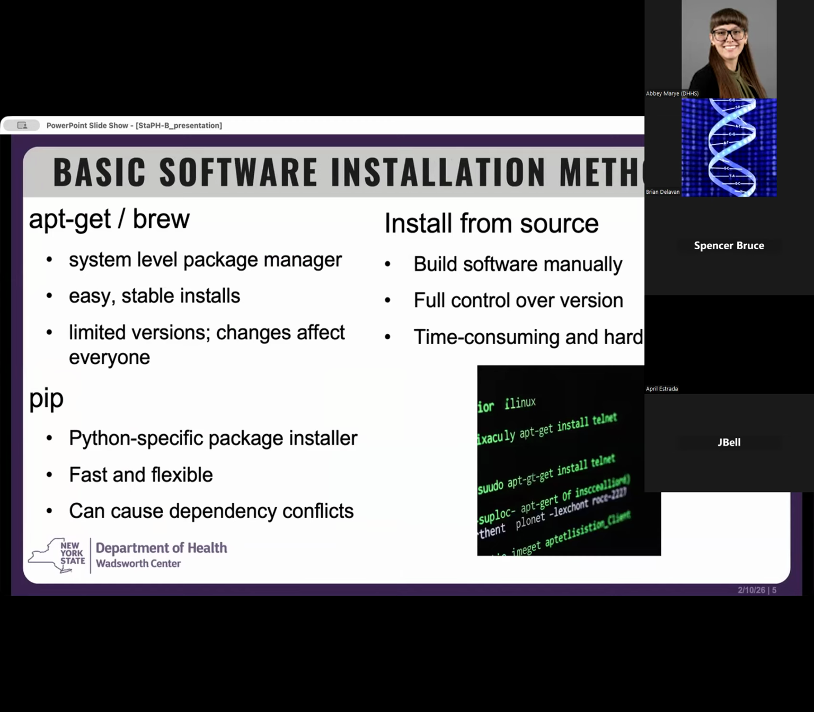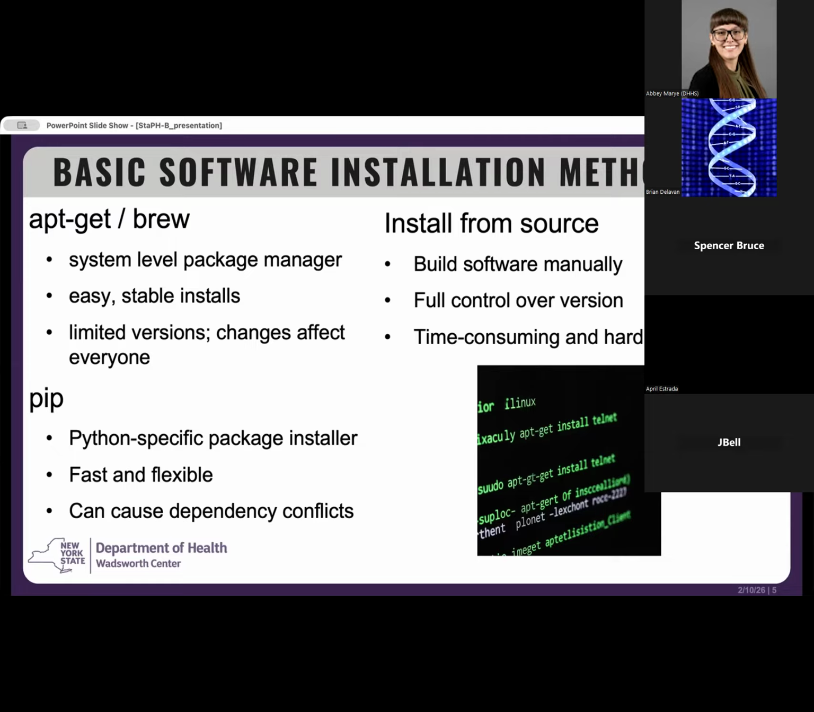Most of this presentation is going to be Linux based. I think that's the OS that everybody here uses for our bioinformatics. If you are Linux based, there are some basic software installation methods that you can use, right? You have apt-get and brew. Both of these, apt-get on Linux and brew on macOS, are system level package managers. When you install software this way, it's installed for the entire system, and it's shared by all users.